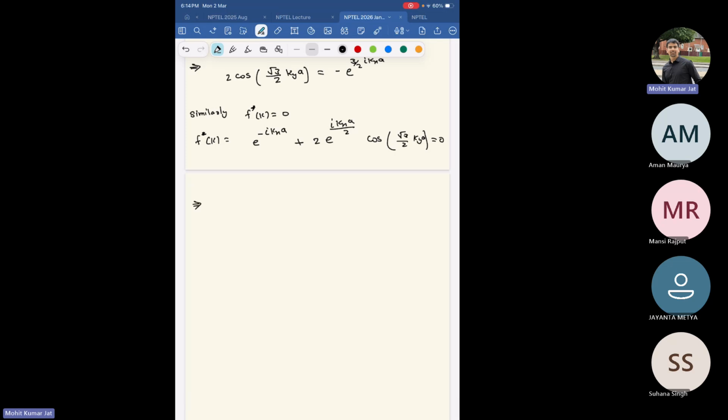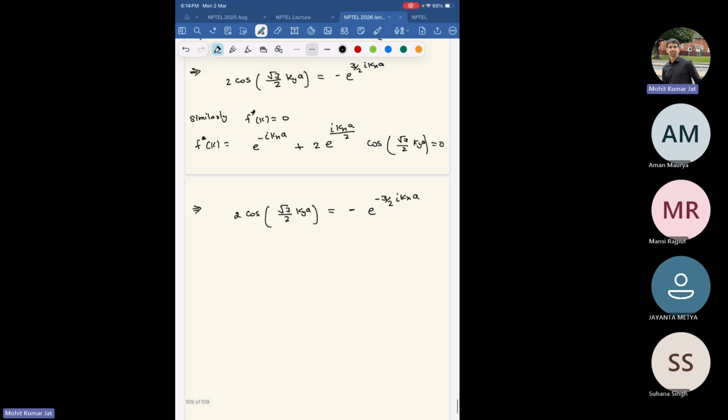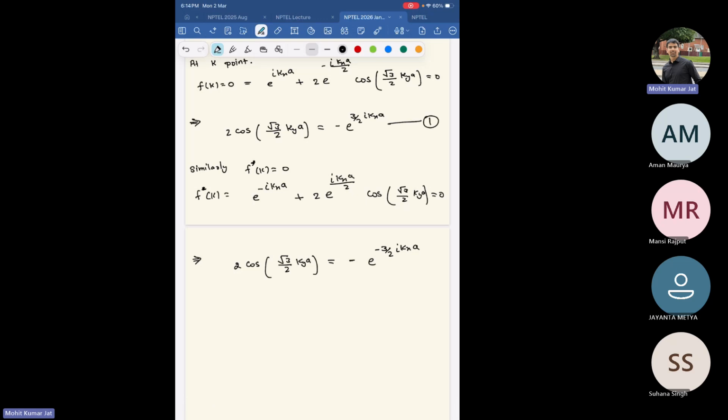This gives us 2 cosine root 3 by 2 kya equals minus e to the power minus 3 by 2 iota kxa. Let's label the equations. This is equation 1 and this is equation 2.